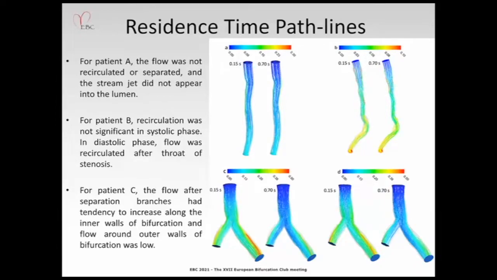Now, we also computed the path lines, the residence path lines, and you can see how they differ for the various subjects. For patient A, the flow was not recirculated or separated. That's in a normal subject, and the streams didn't appear in the lumen. For patient B, recirculation was not significant in systolic phase. However, in diastolic phase, flow was recirculated after the throat of the stenosis. And finally, in patient C, the flow after separation branches had a tendency to increase along the inner wall of the bifurcation. And then the flow around the outer walls of the bifurcation was relatively low.